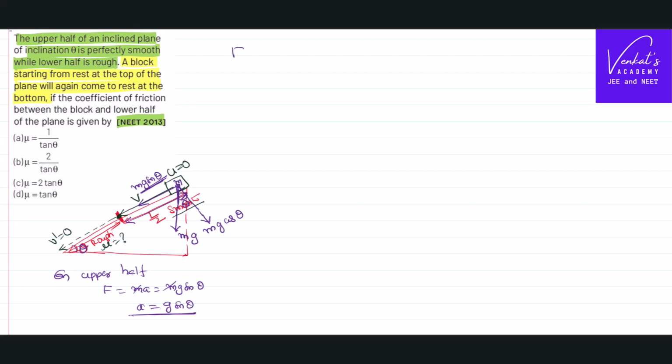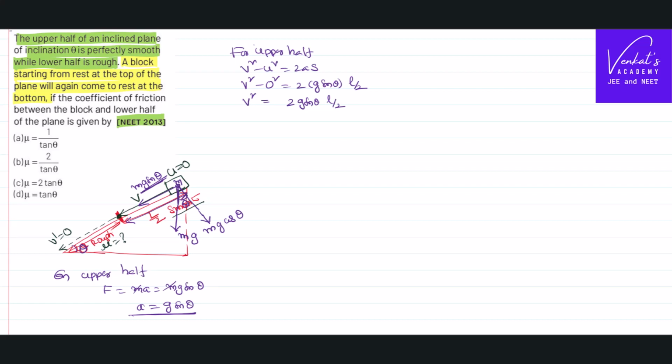For the upper half, I can use the equation v square minus u square equal to 2as. Let the final velocity be v, which we don't know, but initially starting from rest, u equal to 0, a equal to g sin theta, s equal to L by 2. So we get an equation for the velocity after crossing the upper half: v square equals 2 g sin theta into L by 2. That's about the upper part.